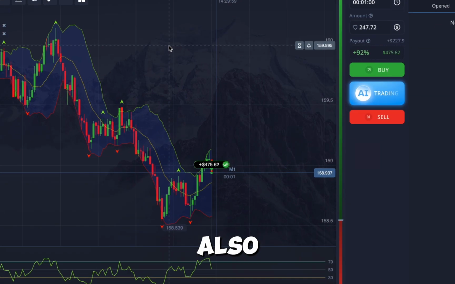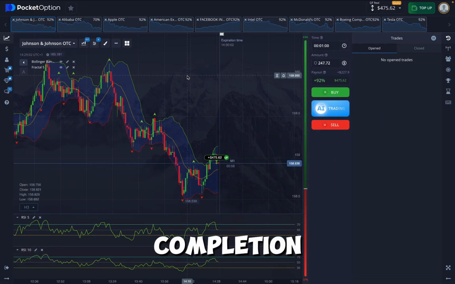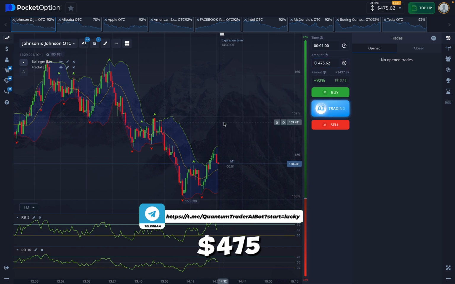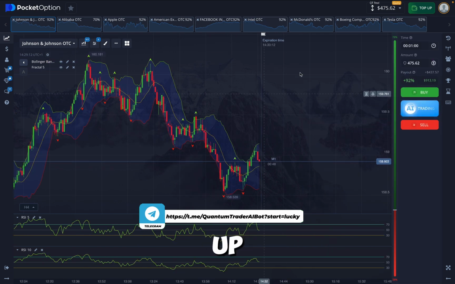And the position also closes in plus, and as a completion, we open one more trade for the amount of $475. Let's continue and pick up the final asset.